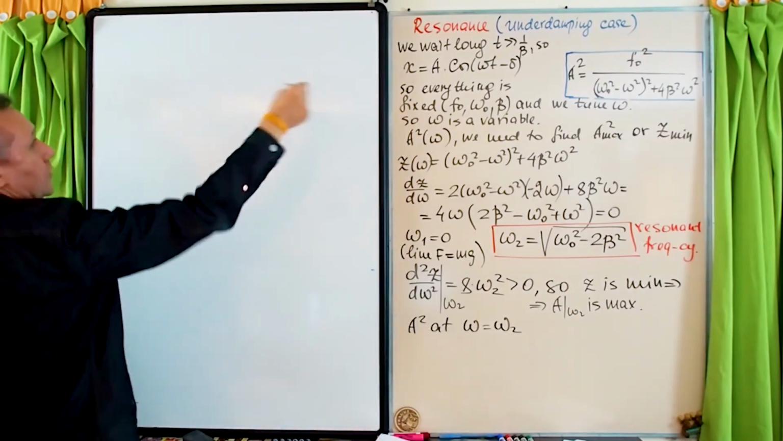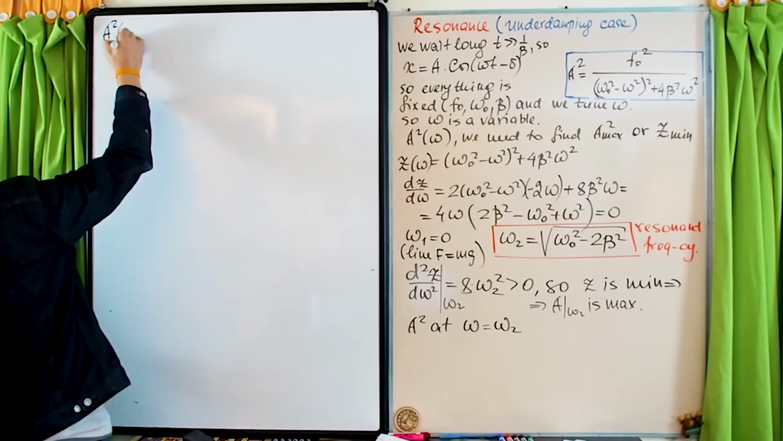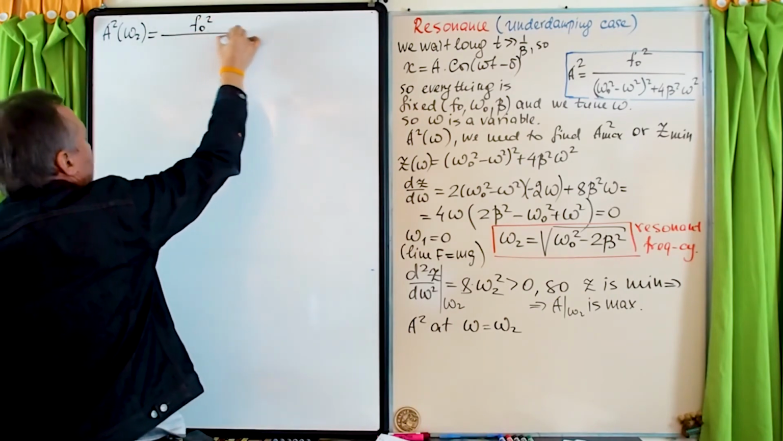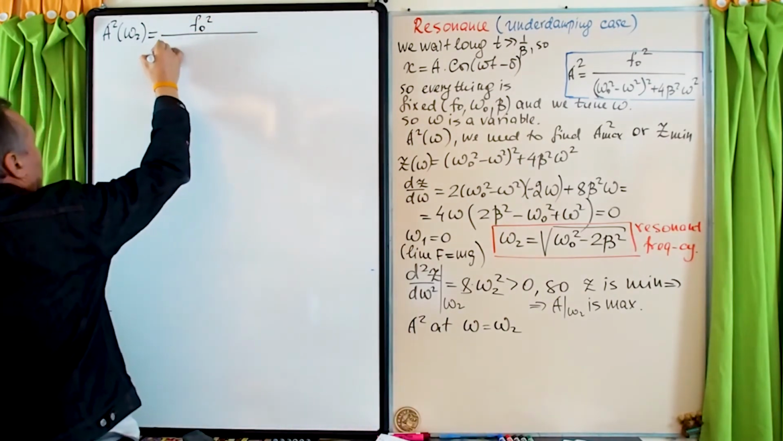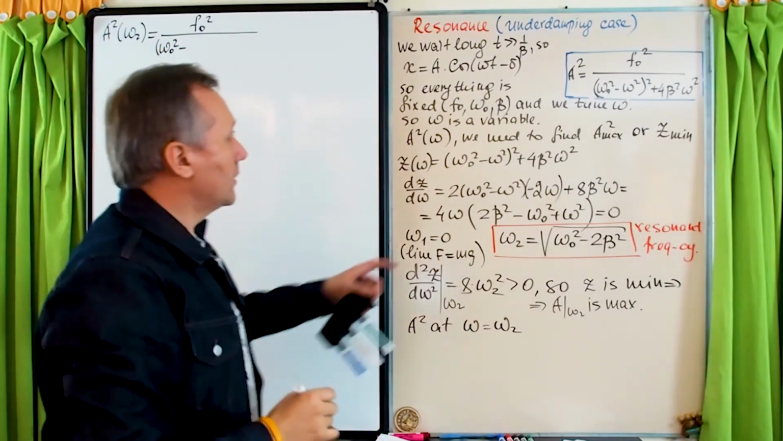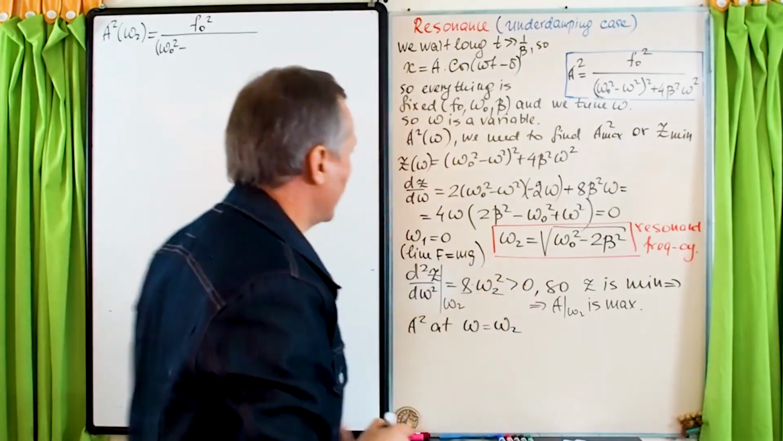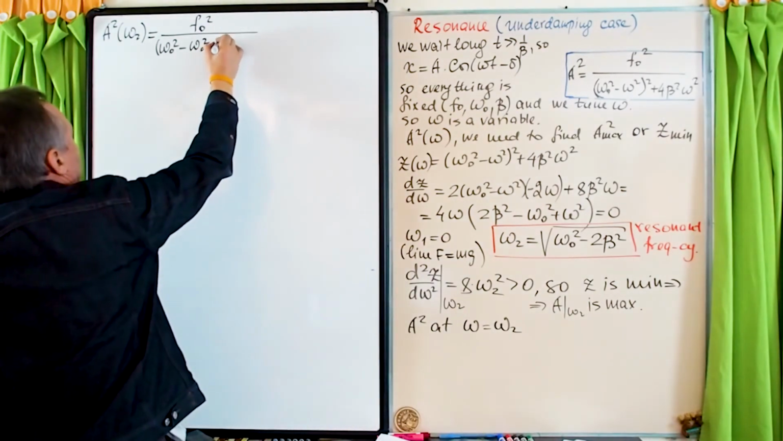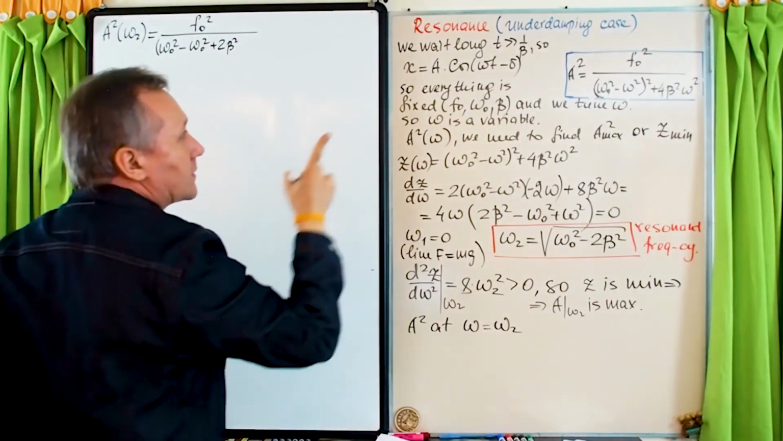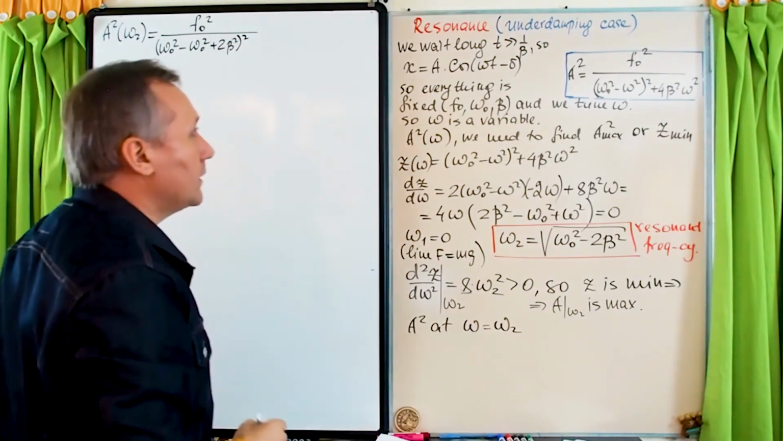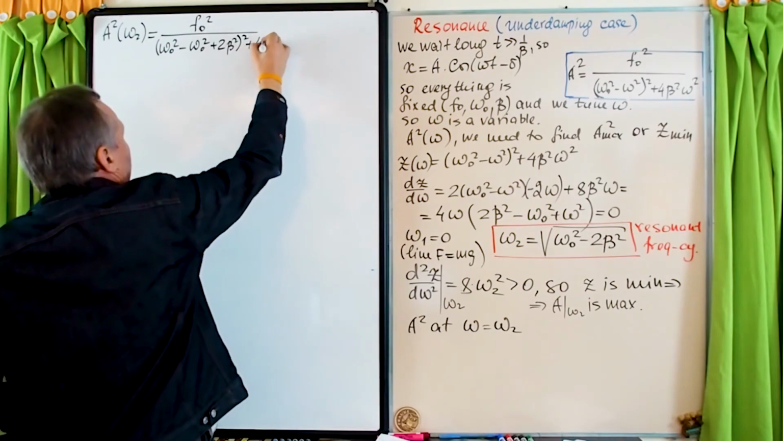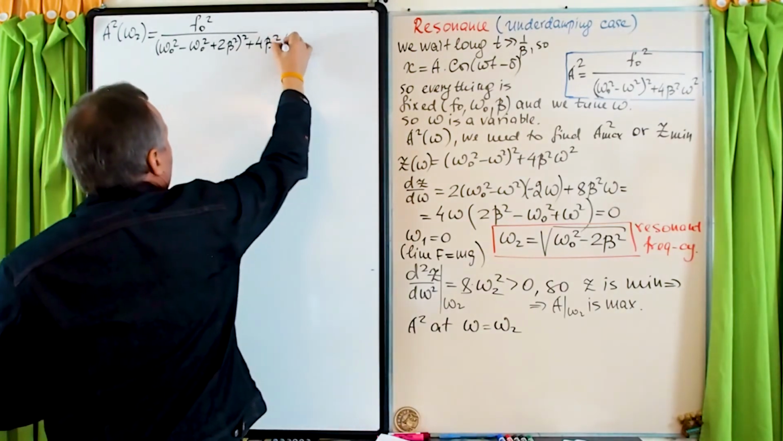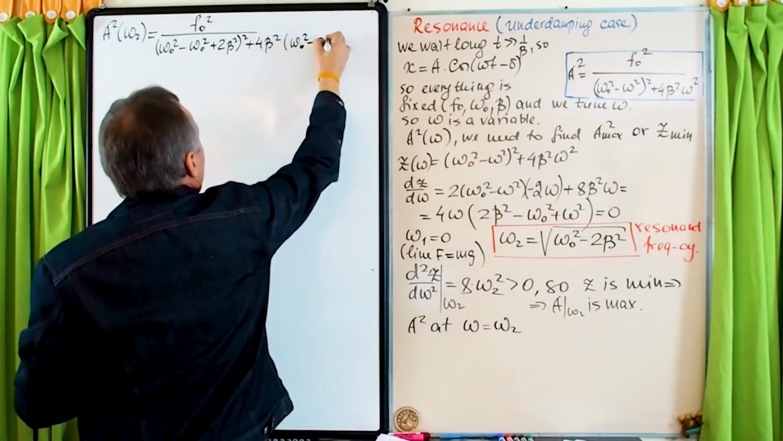So if we plug into a squared at omega 2, it will be f naught squared divided by all that: omega naught squared minus omega squared, so it will be minus omega naught squared plus 2 beta squared, squared, and plus 4 beta squared times omega squared, so it will be just this. Omega naught squared minus 2 beta squared.